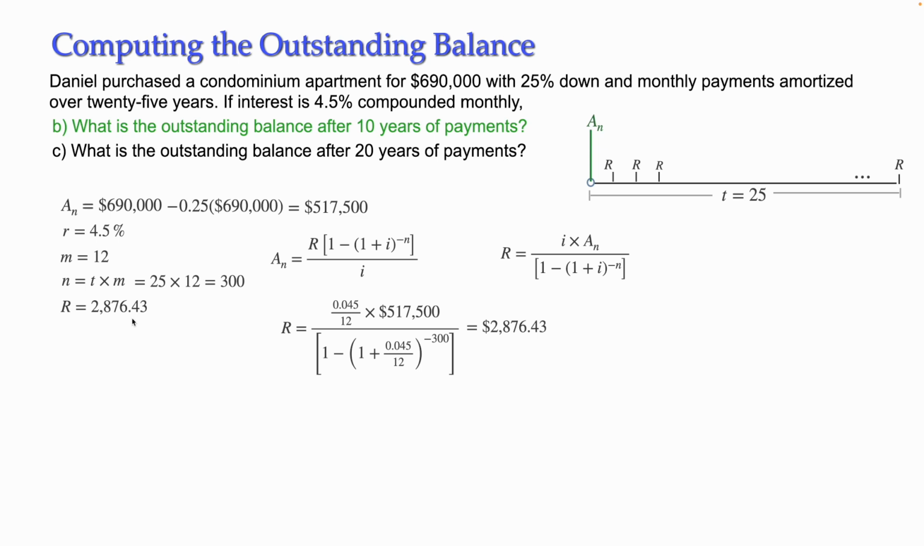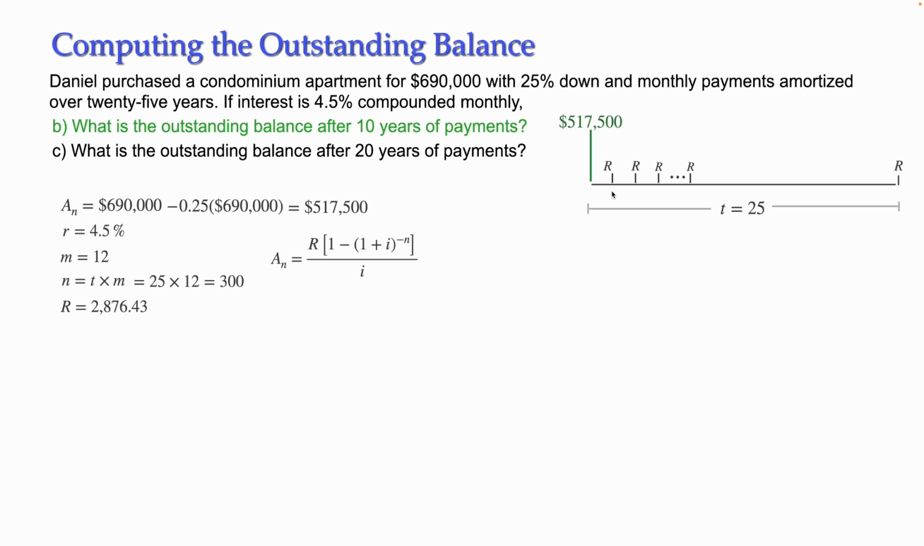So this will be another datum that we have at this moment. Let's compute the balance after 10 years of payments. Assume that we have made payments for 10 years and this is the last payment. So we want to compute what will be the outstanding balance at this moment. What will be the amount owed at this moment?